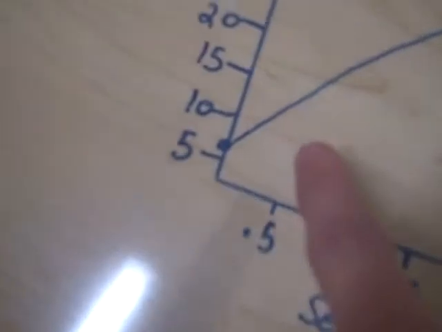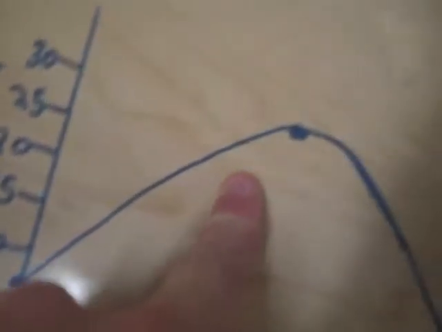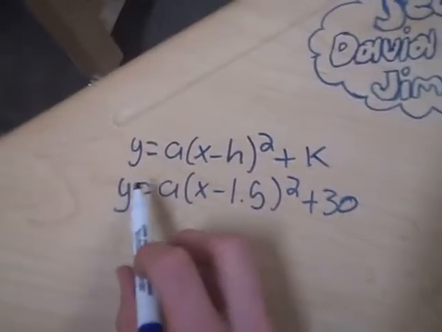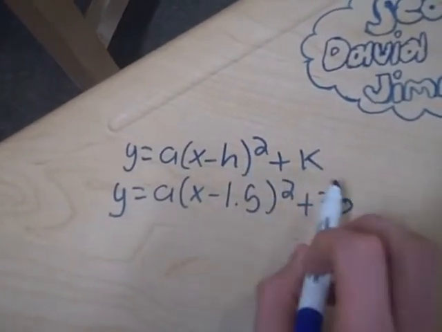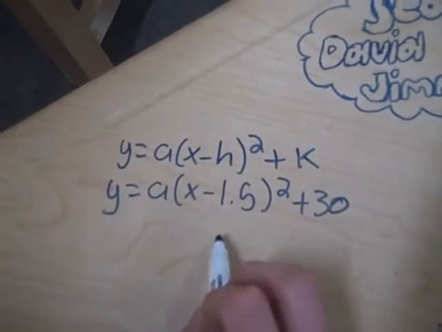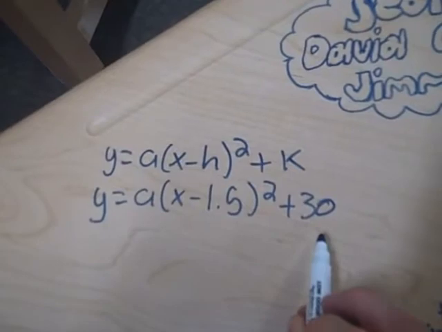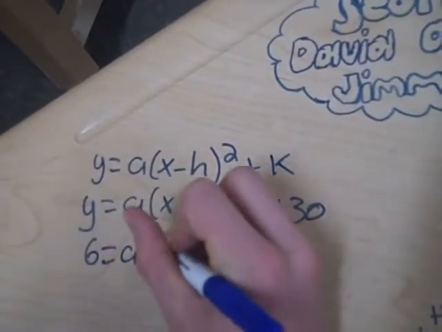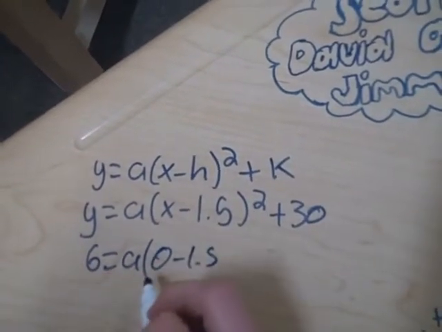Okay, so right here we have the starting off point of 6 feet, and it goes up to the maximum height of 30 feet at 1.5 seconds. So in this problem we're using vertex formula, which is y equals a(x minus h) squared plus k. We also know that at 1.5 seconds the ball was at 30 feet. Also what we know is that at 0 seconds the ball was released at 6 feet.